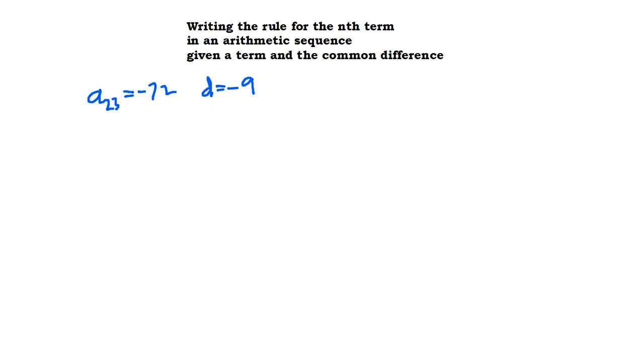We're going to need to use the formula for finding the nth term in an arithmetic sequence. It's a sub n equals a sub 1 plus n minus 1 times d. And let's see what we know. What we know is a sub n, and by the way, in this case, a sub n is a sub 23. And that tells us not only what a sub n is, but it also tells us what n is. What we don't know is a sub 1.